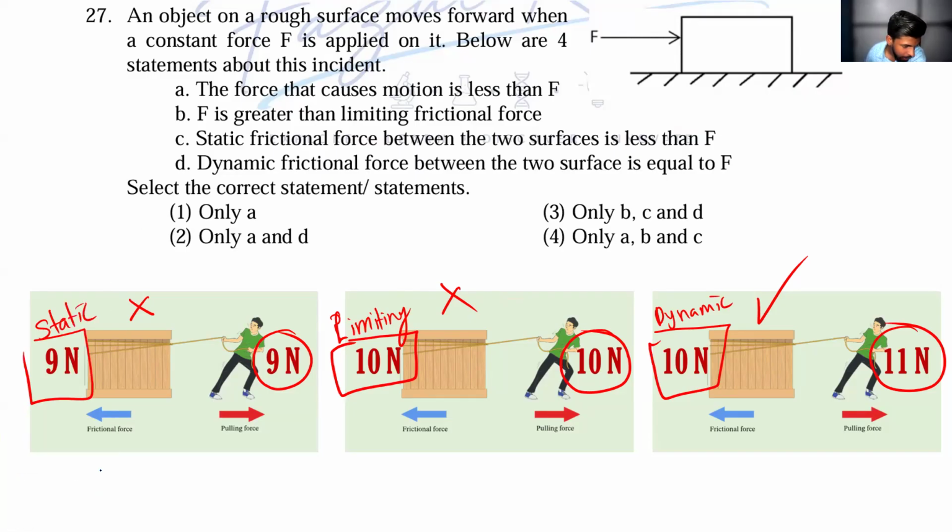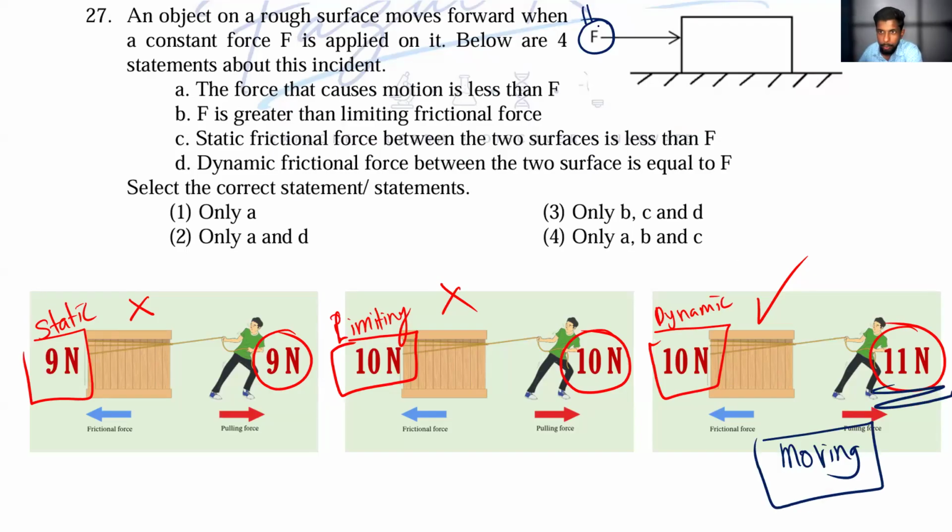Here, they have clearly mentioned that when the force F is applied, the object is moving. That means he has applied 11 Newton. We can't say actually whether that is 11 or 12, so for example, just say 11 Newton, because they have clearly mentioned the object is moving.